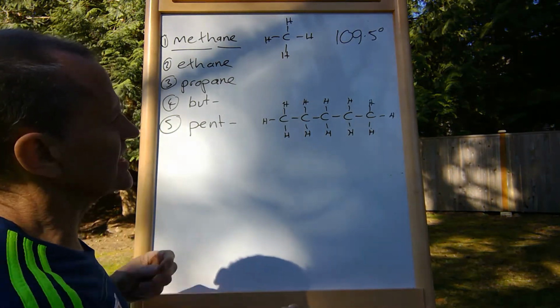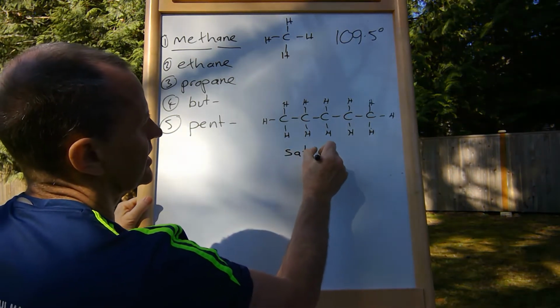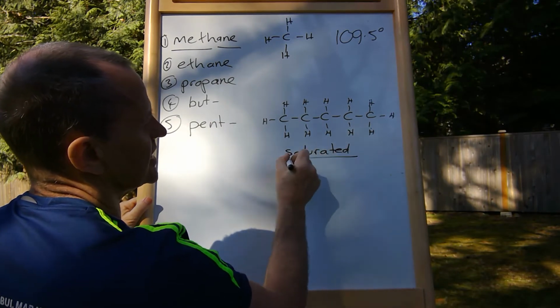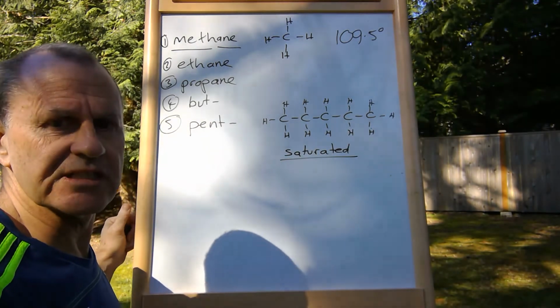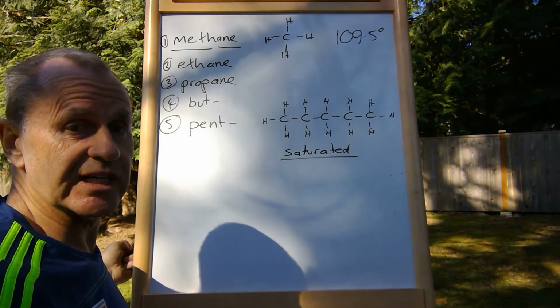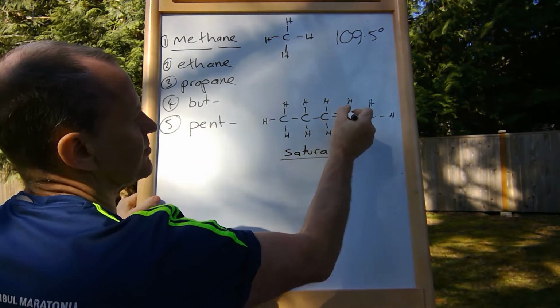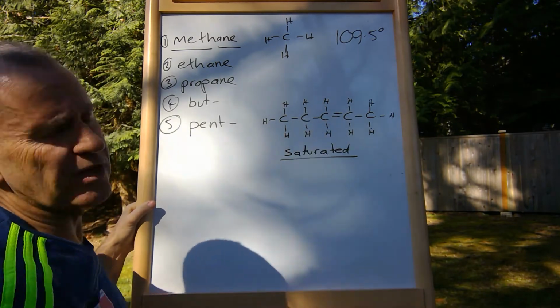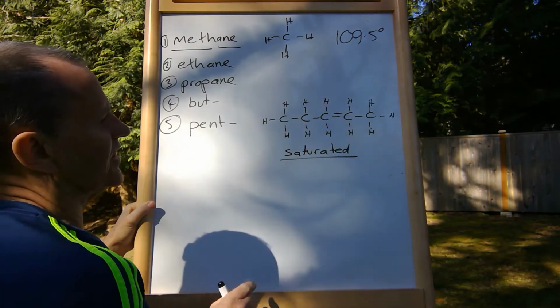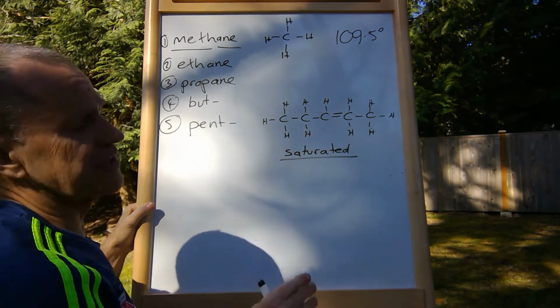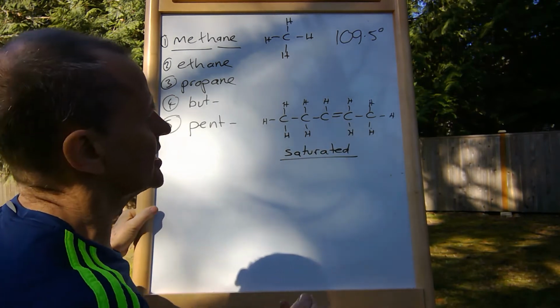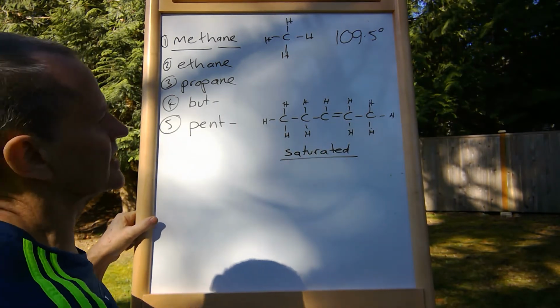And this is called a saturated compound. Saturated means it's saturated with hydrogens. It has the maximum possible number of hydrogen atoms around it. If we had a double bond in there, for example, then that carbon would be forming 1, 2, 3, 4, 5 bonds. It's not allowed to. It can only form 4 bonds because it's only got those 4 valence electrons.